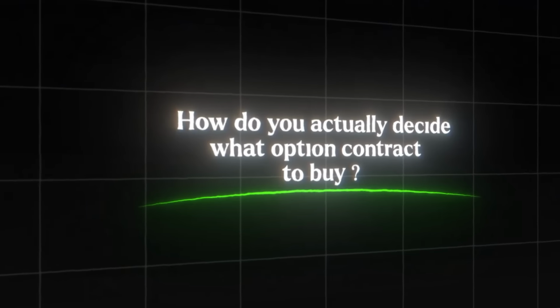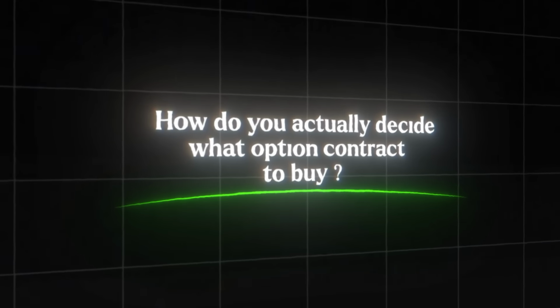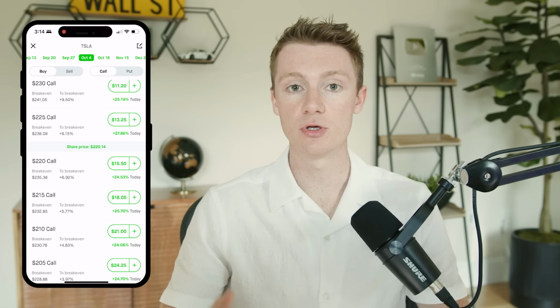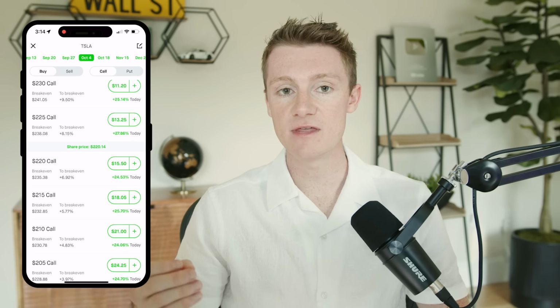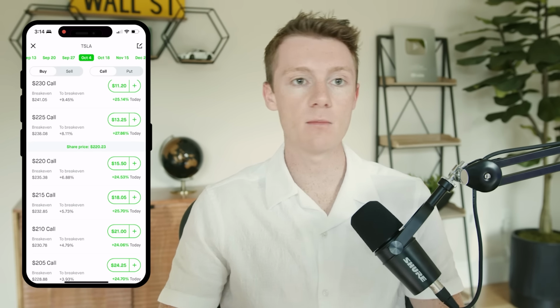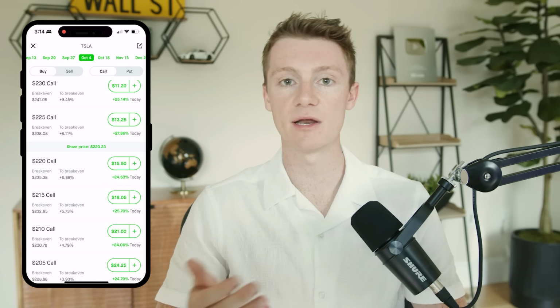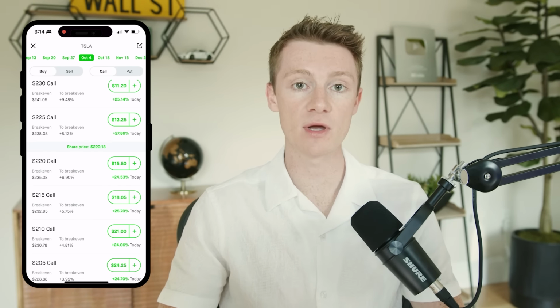Now, how do you actually decide what option contract to buy? Well, that's all going to come down to your risk management. And the easiest way to go about seeing how much money you'd make or lose on an option contract is by going to a website.